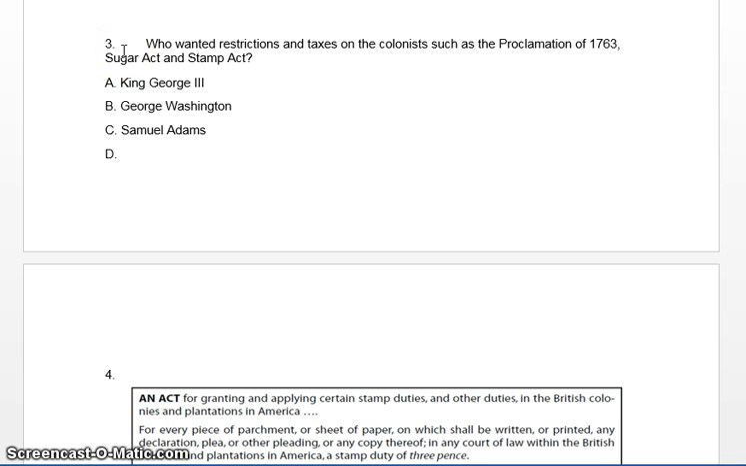Number 3. Who wanted restrictions and taxes on colonists, such as the Proclamation of 1763, Sugar Act, and Stamp Act? Who wanted these taxes? A. King George III, B. George Washington, C. Samuel Adams.